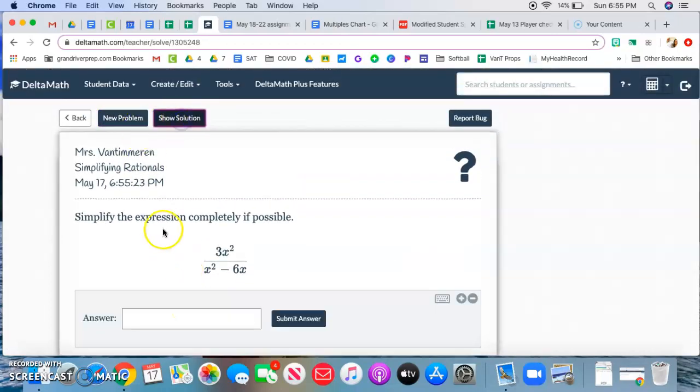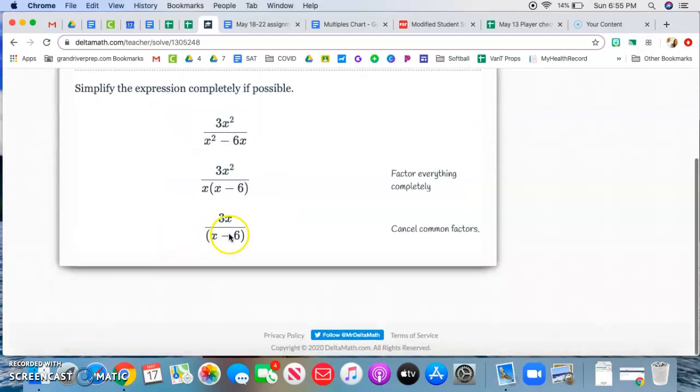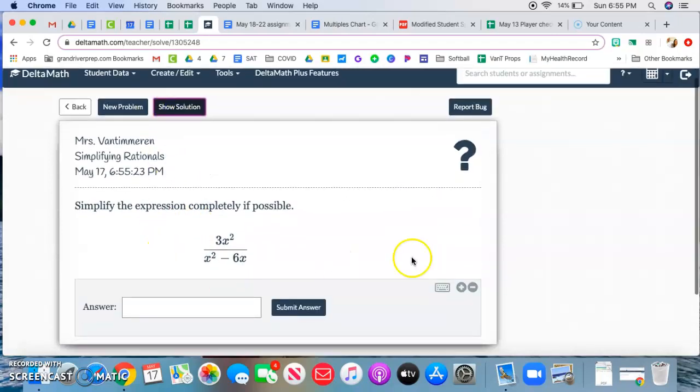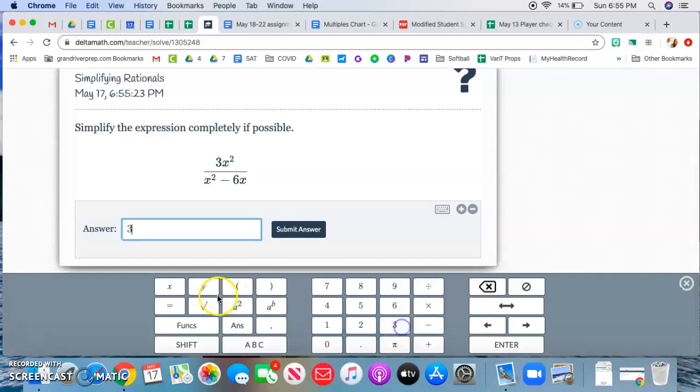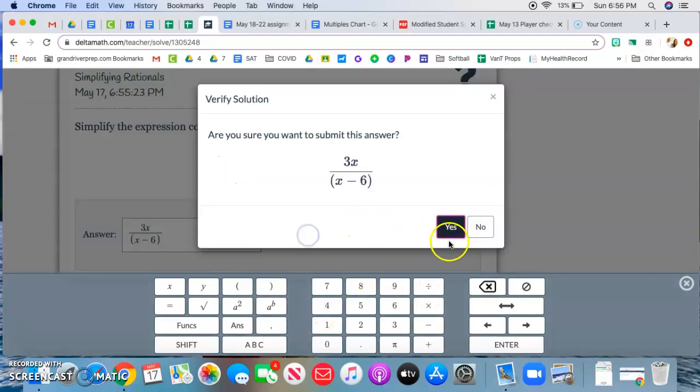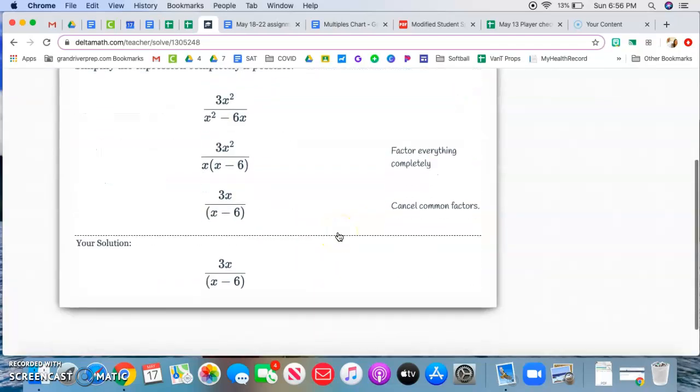So the question is 3x squared over x squared minus 6x. So when we go ahead and type in our answer for this one, the solution they get is 3x over x minus 6. So again, keyboard, 3x divided by parentheses x minus 6. Okay, and keep that all together. So again, guys, when you want that fraction, you're going to hit that division key, and we can go ahead, submit, and double check our work there.